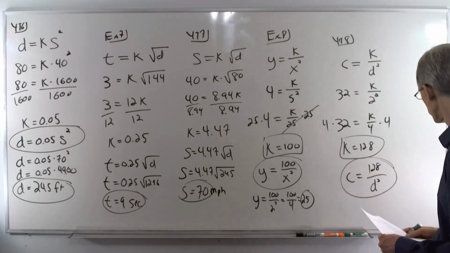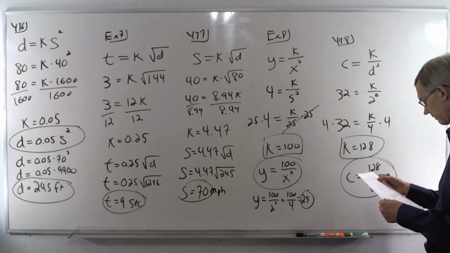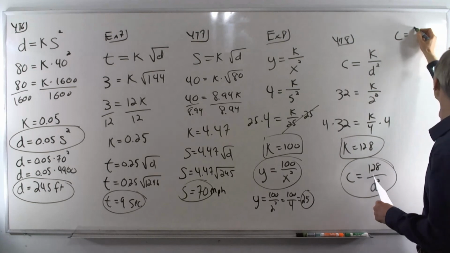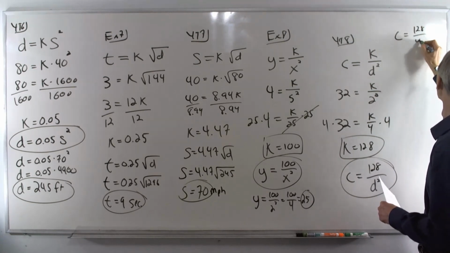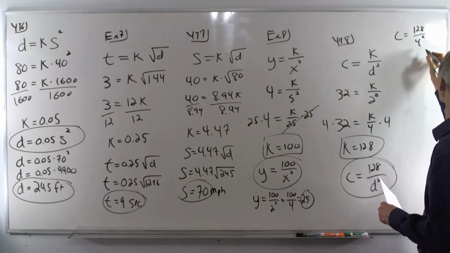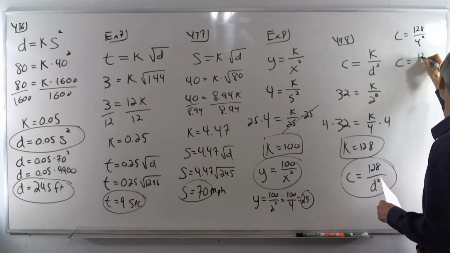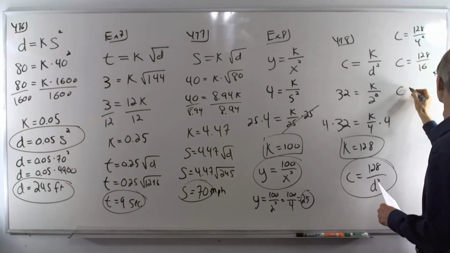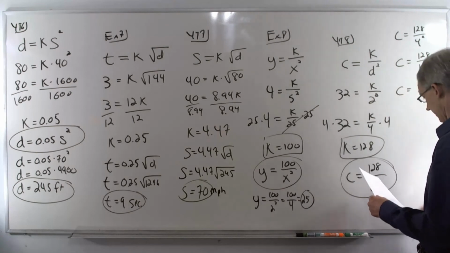Now we've got our equation of variation. And I'm going to find the value of c when d is 4. So that's 128 over 4 squared, or 128 over 16. And so c is 8.